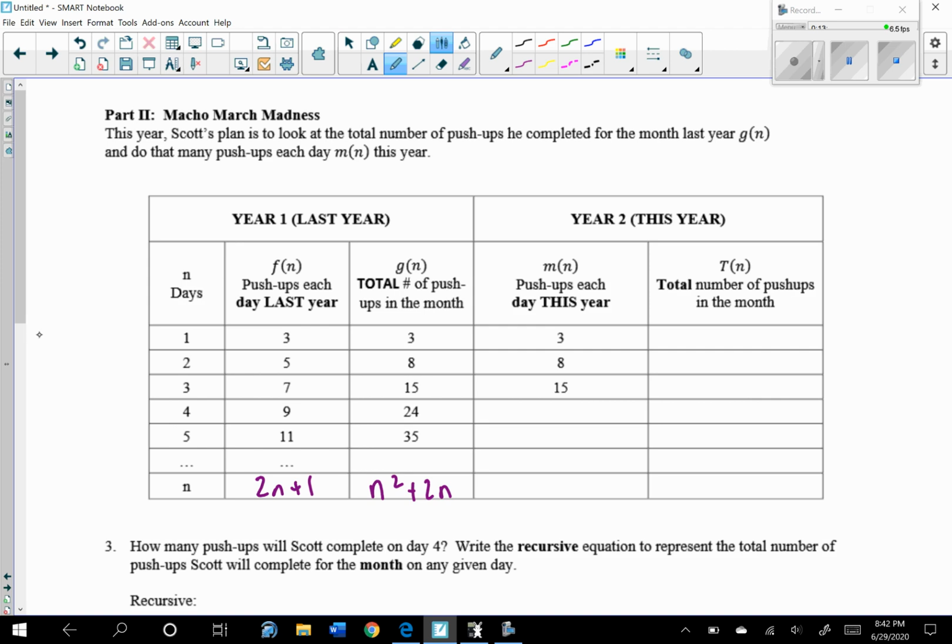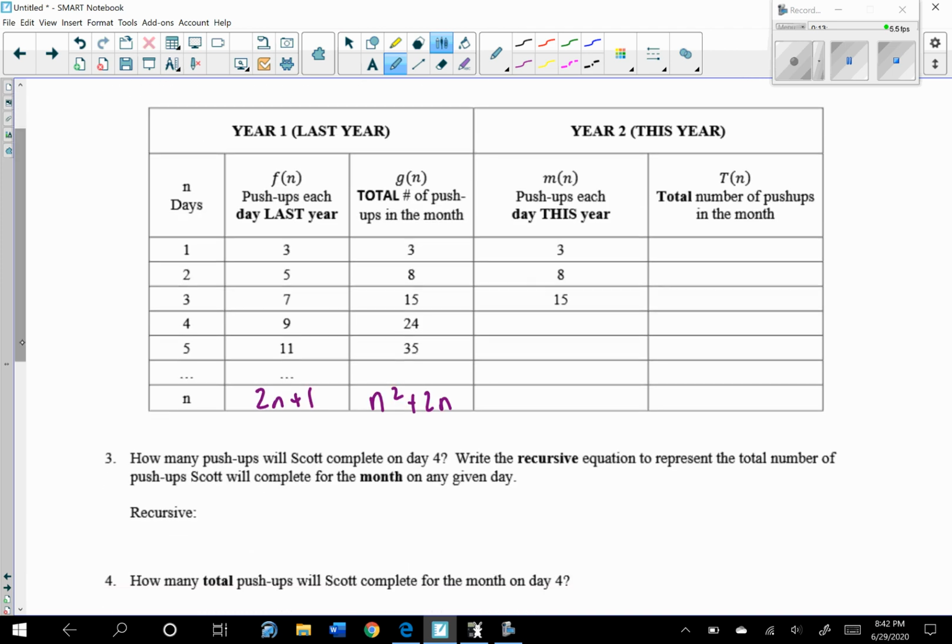And so notice that we have push-ups each day this year. So hold on a second. Let's go down here and read number 3. How many push-ups will Scott complete on day 4? Write the recursive equation to represent the total number of push-ups Scott will complete for the month on any given day. So here again, we're just rewriting this.